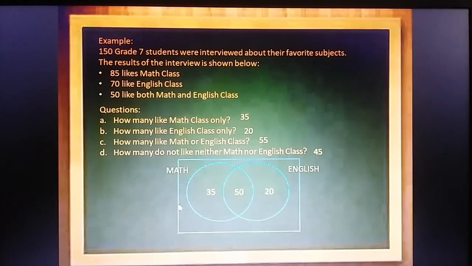So again, let's add the elements. 35, 50 plus 20 is 70 plus 35 is 105. Going back to our problem, we have 150 grade 7 students interviewed. So kung ang total lang nito is 50 plus 20 plus 35 is 105, merong 45 na ayaw ng math or English. So sila yung mga nandito sa labas.